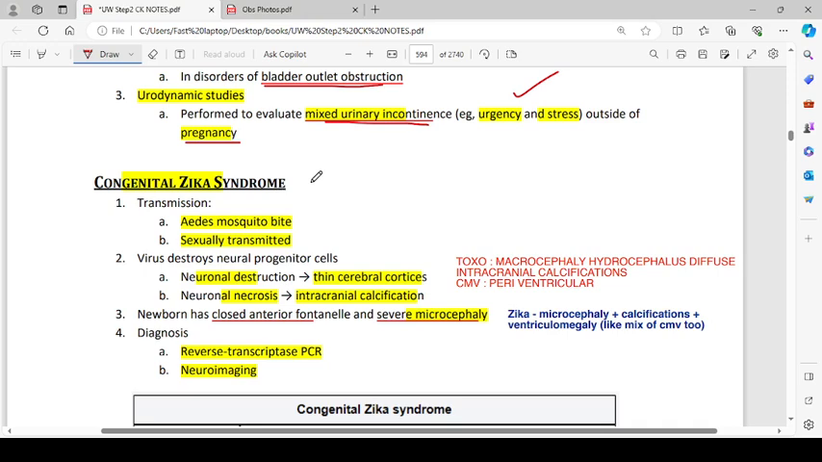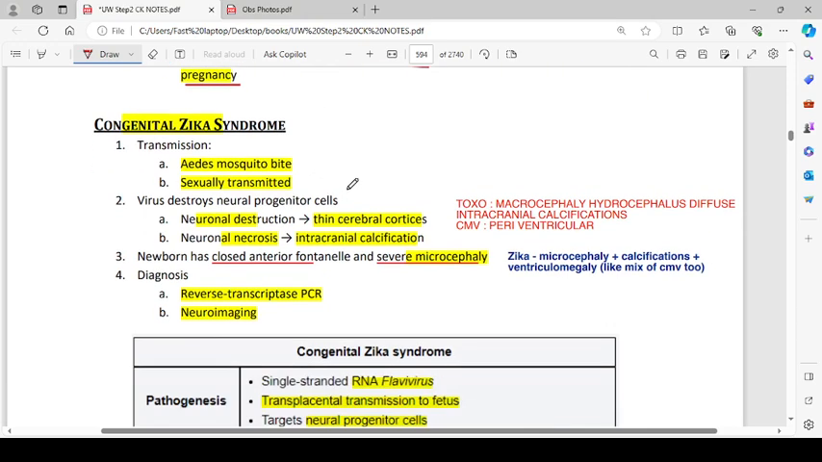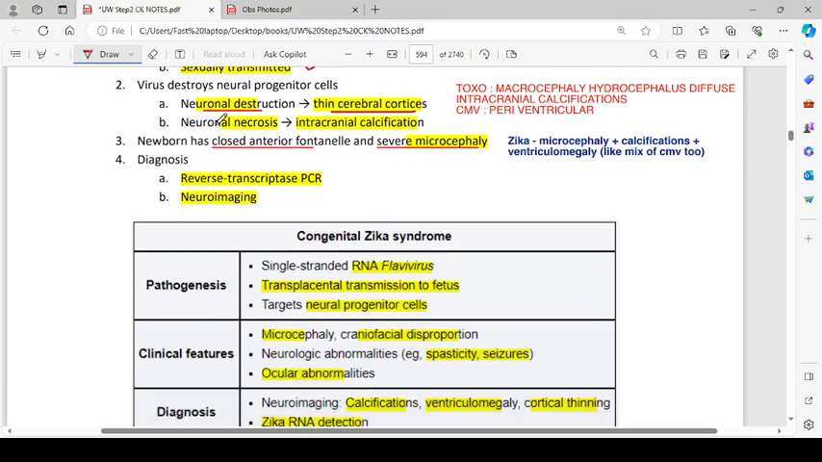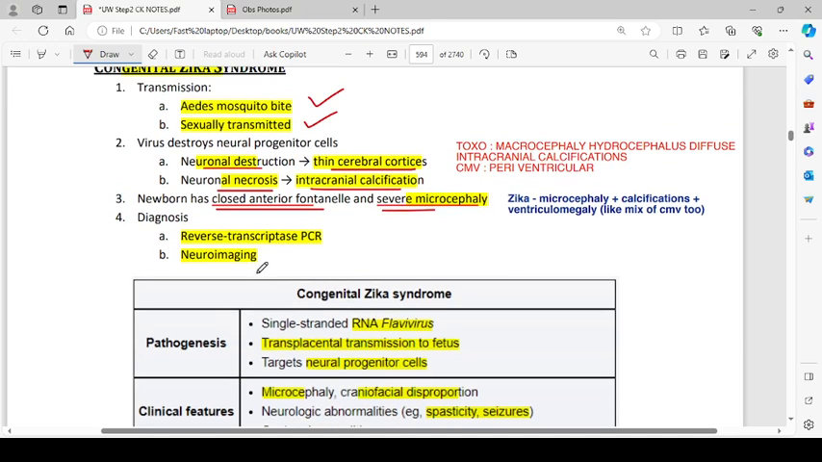What is congenital Zika syndrome? Transmission: it is transmitted by the Aedes mosquito and it is sexually transmitted. Virus destroys neural progenitor cells. Neuronal destruction will lead to thin cerebral cortices, neuronal necrosis, and that will lead to intracranial calcification. Newborn has closed anterior fontanelle and severe microcephaly. Okay, so diagnosis is with reverse transcriptase PCR and neuroimaging.